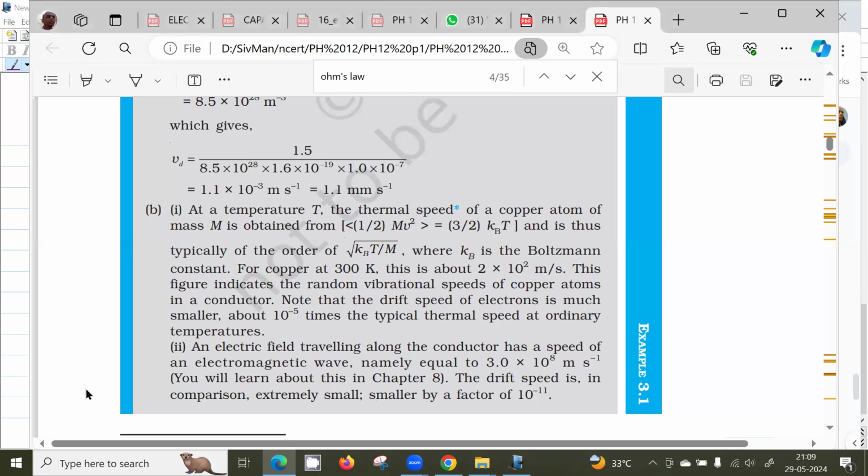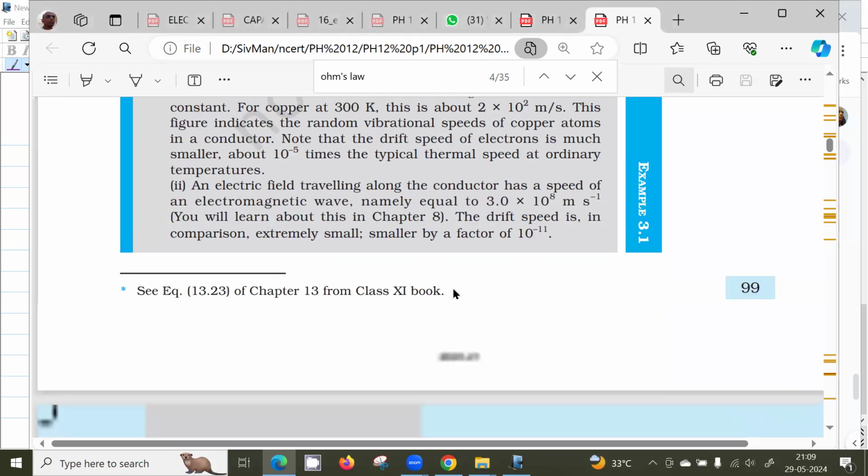Okay, anything else? Tarun. So go with the example.